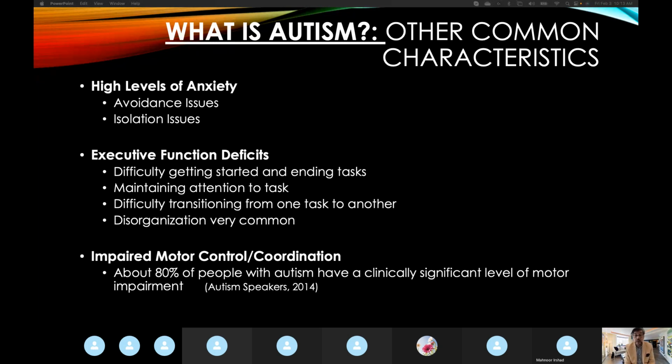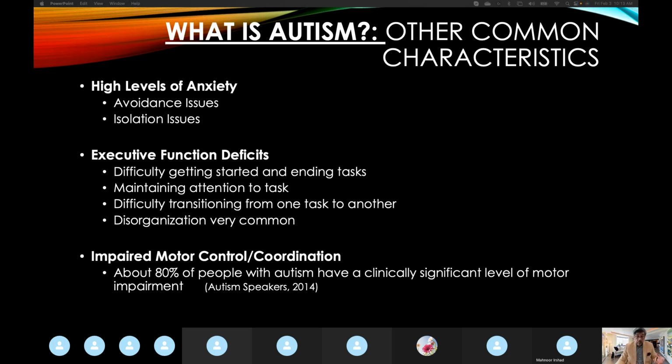Maintaining attention to the task is also difficult. It appears as if they are looking somewhere else and trying to do one thing repeatedly, but you won't be able to elicit their attention span appropriately, as they are looking at something else and doing something else. They keep on doing it for a longer period of time. Then there is difficulty in transitioning from one task to another, and disorganization is very common.